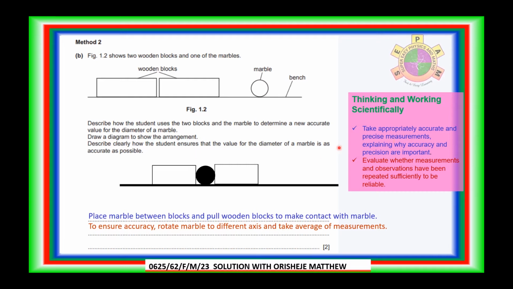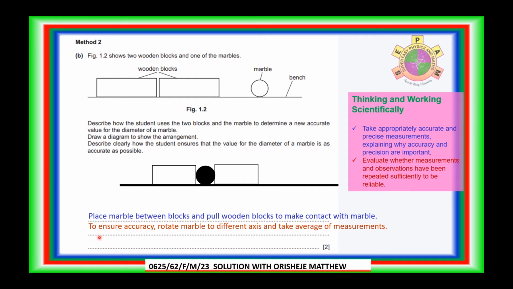Now what we have just done here is thinking and working scientifically. This is an aspect of the curriculum which involves taking appropriate, accurate, precise measurements, explaining why accuracy and precision are important, and then also in this physics practical course you are expected to evaluate whether the measurements and observations that have been made are repeated sufficiently to make the investigation a reliable one.